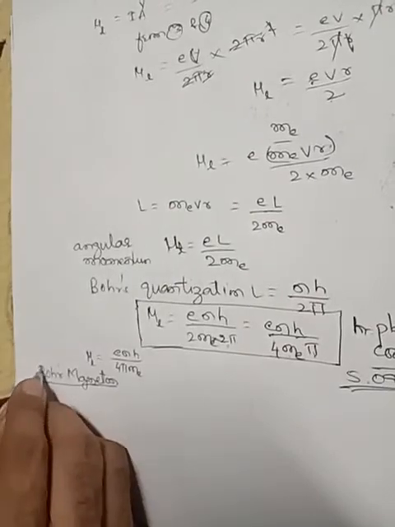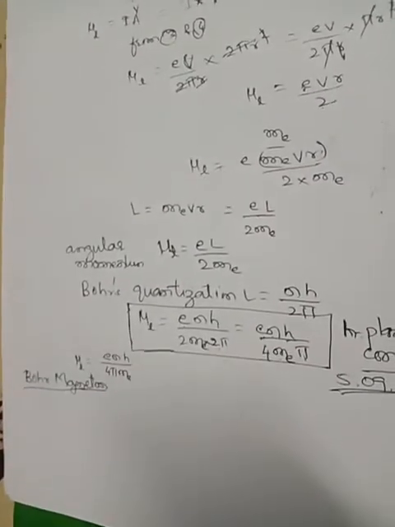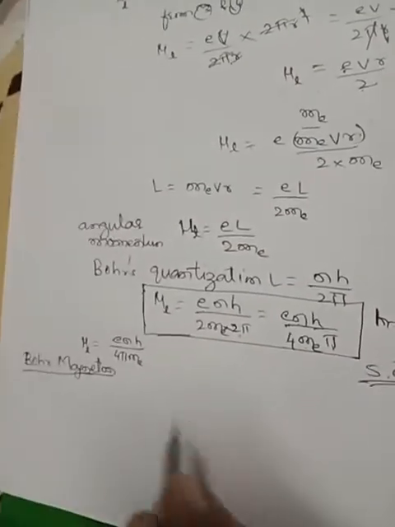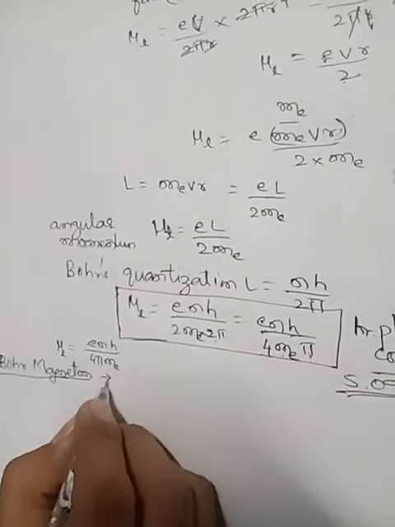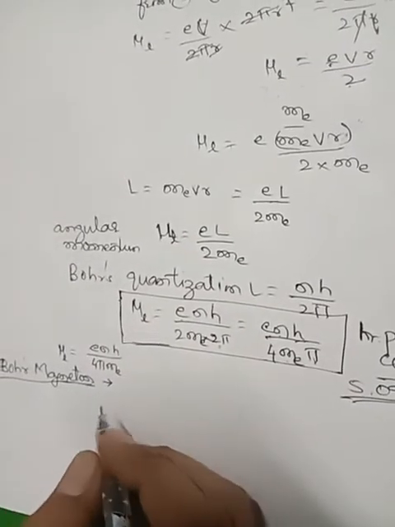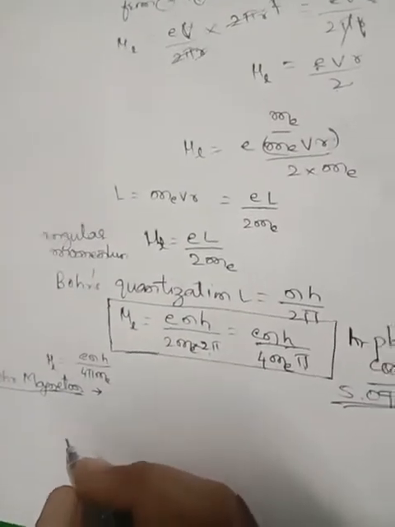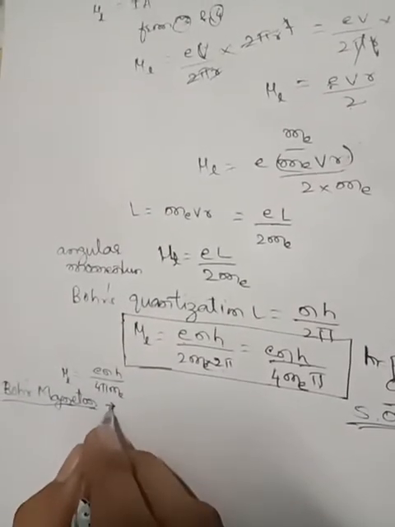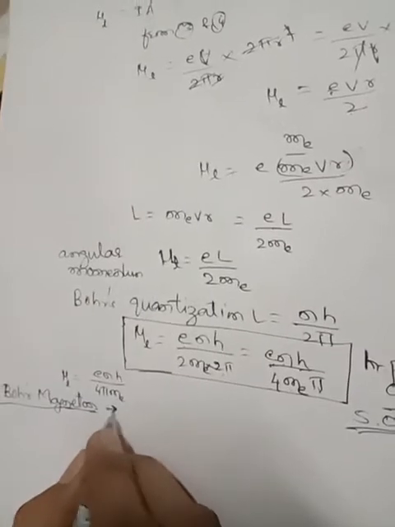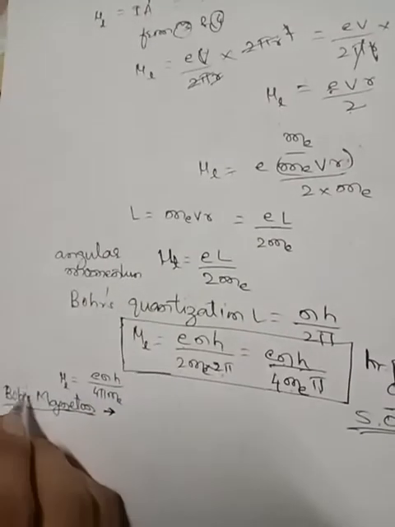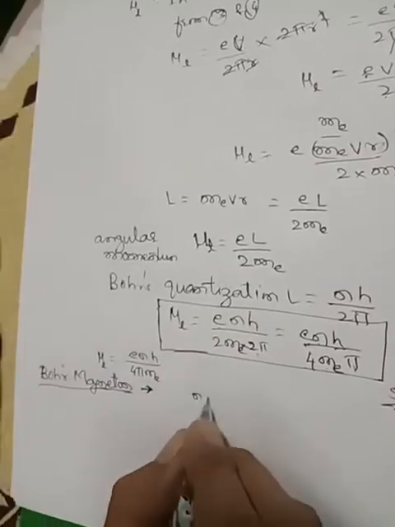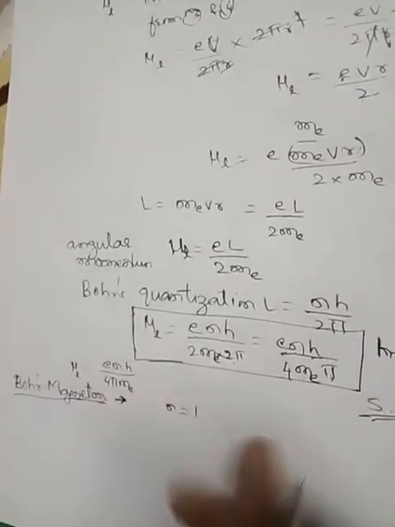Actually, there is a scientist whose name was Niels Bohr. He has studied in lot of detail the hydrogen atom, the electron in the hydrogen atom. That we are going to study in the 12th chapter this year only. But now what Niels Bohr has done, he has taken that if n is equal to 1, this equation will become what?